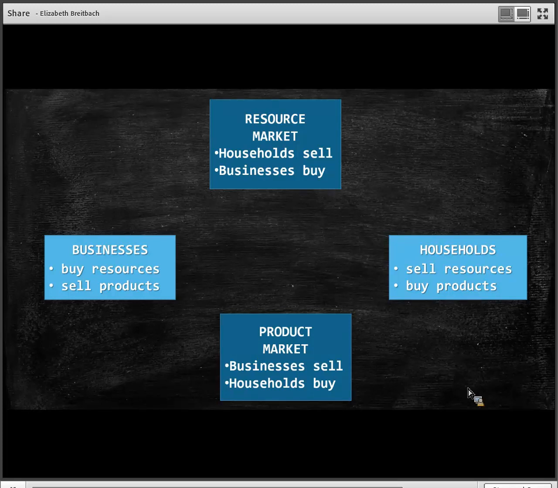And the other market that we're going to talk about is the product market. And the product market is where businesses sell the goods and services, and households are going to buy the goods and services from the product market. All right, so as we start to put more flows into our circular flow diagram, these are going to make more sense. So let's start incorporating some flows.